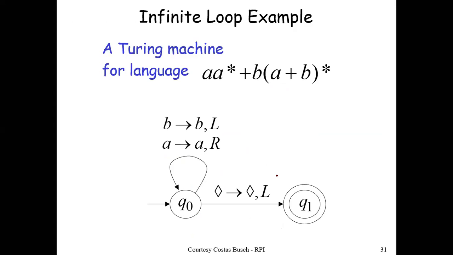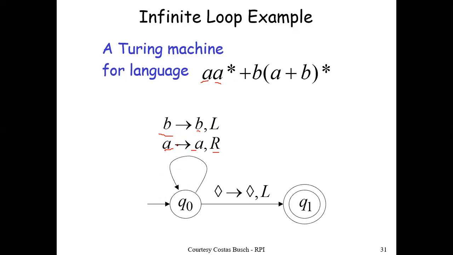Another infinite loop example: a Turing machine for a looping language. If we design a machine in a wrong way, for the language A star, and you make a mistake: read A, write A, move right, read B, write B, move left. So there is a problem. When there is an A, you will move right. When there is a B, you will move left.